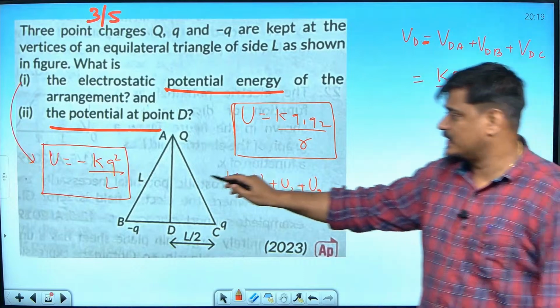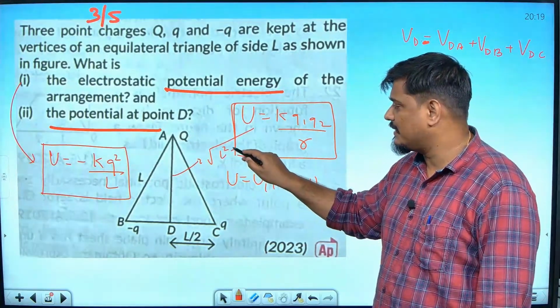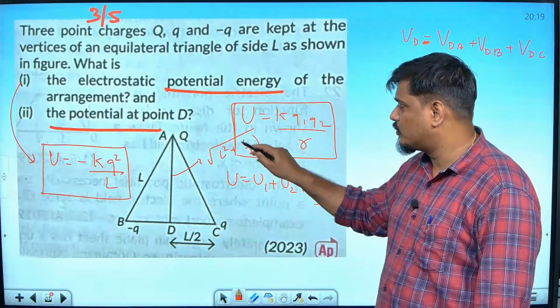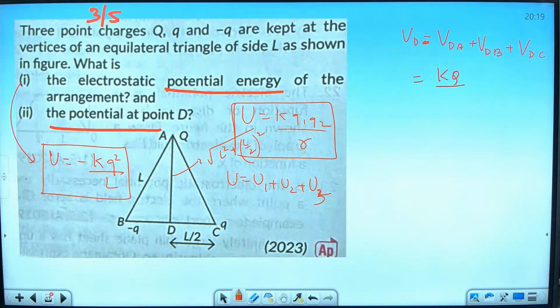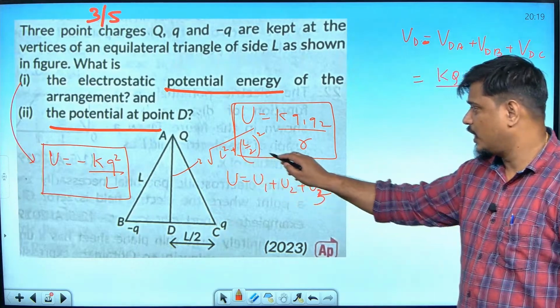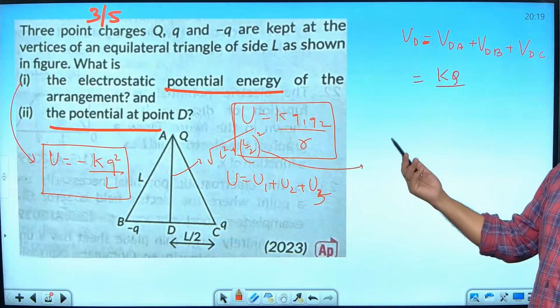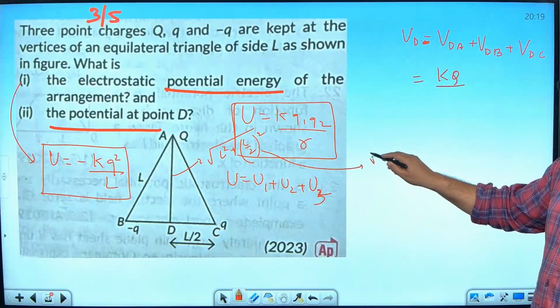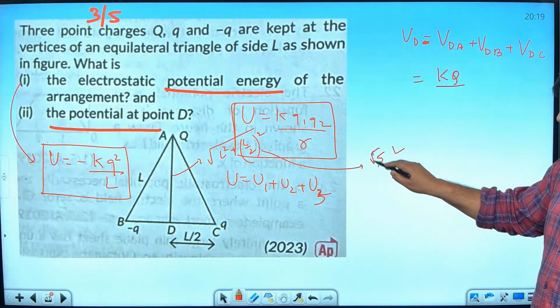So V at D due to A will become equal to KQ by, you want to find this distance, how much will be that? Root over L square plus L by 2 the whole square. How much is that? Anybody has solved? I think it will be root 5 by 2 into L, isn't it? You solve this, how much will we get? L square by 4. So 4L square plus L square will become 5L square. So root 5 L by 2.